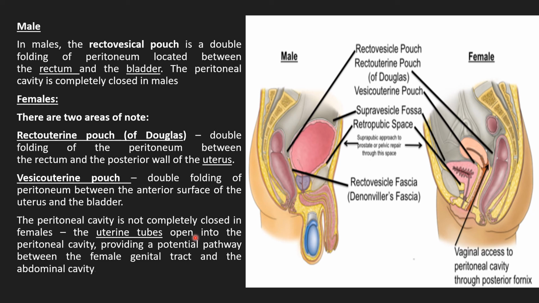So the peritoneal cavity was closed in males. The peritoneal cavity in the females is not completely closed, because the uterine tubes open into the peritoneal cavity, providing a pathway between the female genital tract and the abdominal cavity.